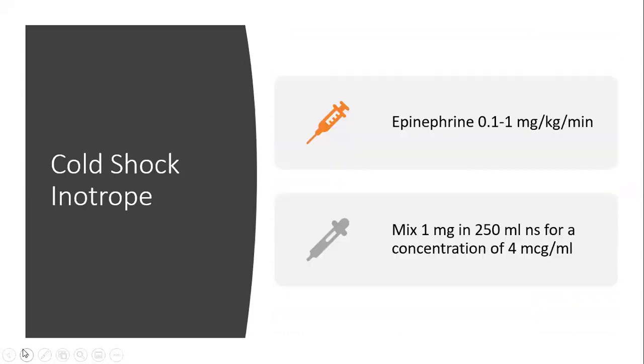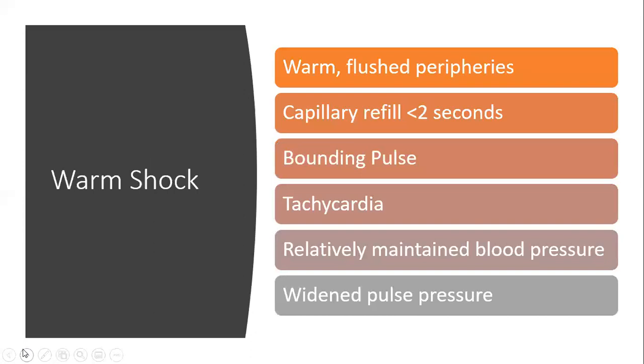For cold shock, we're going to use epinephrine. We're going to go ahead and use the 0.1 to 1 microgram per kilo per minute, and I've put your mixing concentrations on there. So you'll mix 1 per 250 for a concentration of 4.